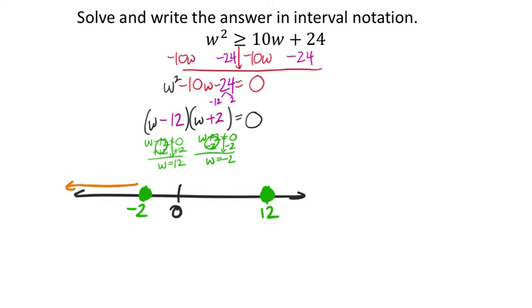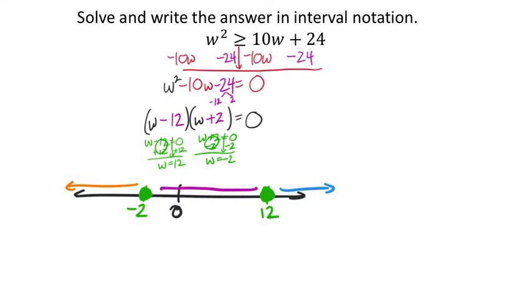This one to the left of negative 2, and then in between negative 2 and 12, and then to the right of 12. So let's get to checking. I'm going to go back to my original inequality, which I recommend doing, always using the original, but you can use the one that you forced to happen from the principles of equality. Just be careful if you do.